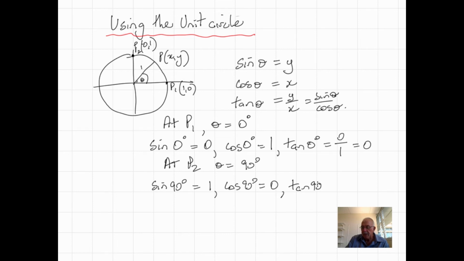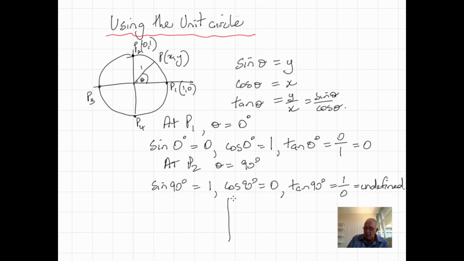And the tan of 90 degrees is equal to the y coordinate divided by the x. The y is equal to 1 divided by 0, and division by 0 is undefined. So we've got 90 degrees, sine, cos and tan. We can calculate those. Now you should be in a position, if we move P3 to there, to write down the coordinates, and a fourth one down there, write down the coordinates.